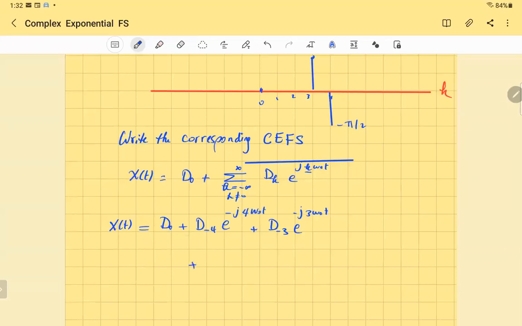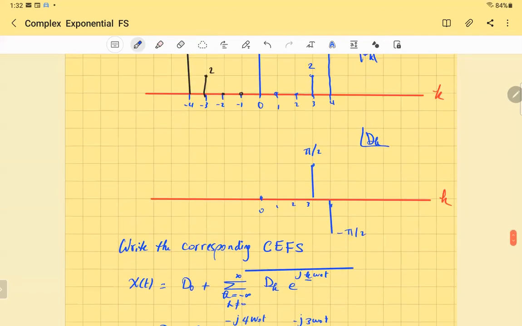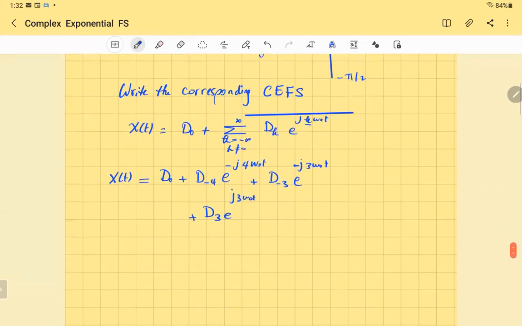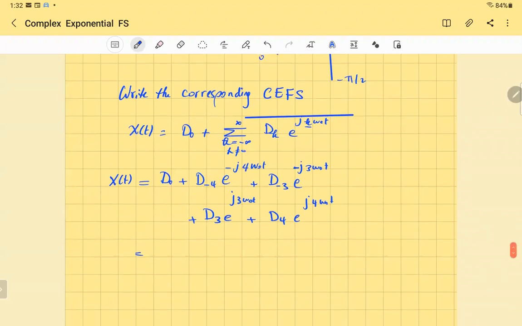Then plus, I move now to the positive. I don't have 1 or 2. I have 3 again. So I have d 3 e power j 3 omega naught t, substituting k equal positive 3, not negative 3 like this one. Plus d4 e power j 4 omega naught t. That's the series that will express this one. Now I'm just going to substitute the values from the line spectrum. If omega naught was given, you should substitute it.